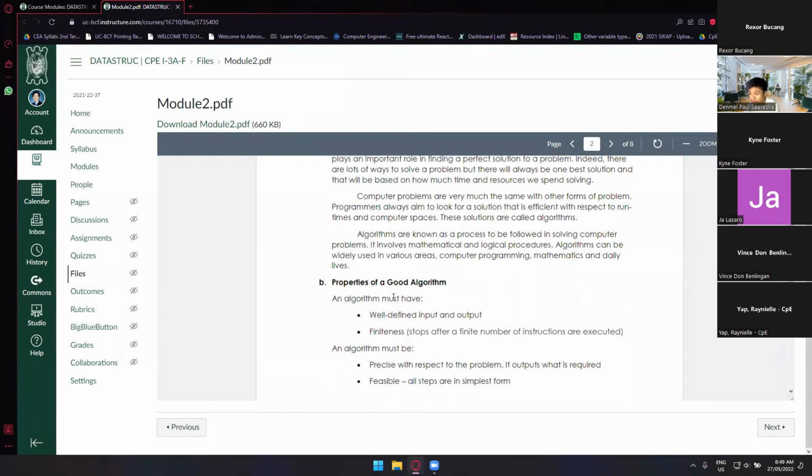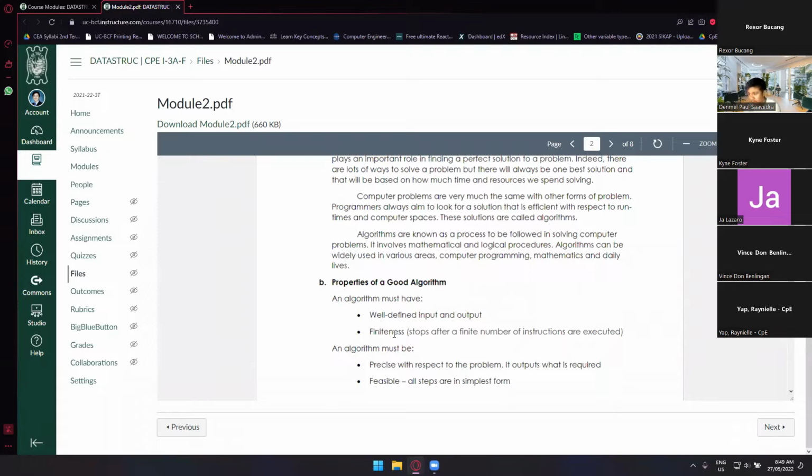Second one is properties of a good algorithm. This is what you must have in your program or code. So you must have a well-defined input and output. And then of course you must have finiteness, meaning it stops after a finite number of instructions are executed. So you don't want to have a for loop that will never end. It's okay if it ends after an hour, after 2 hours, as long as it will stop.